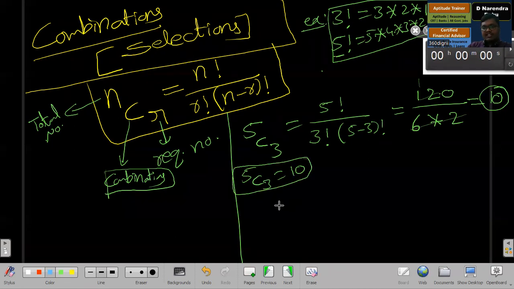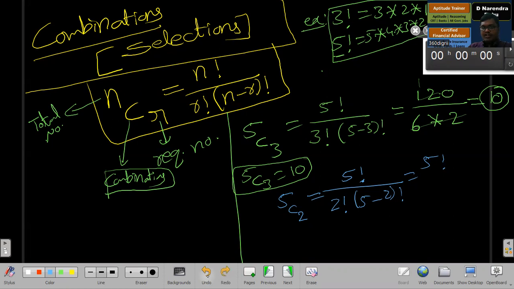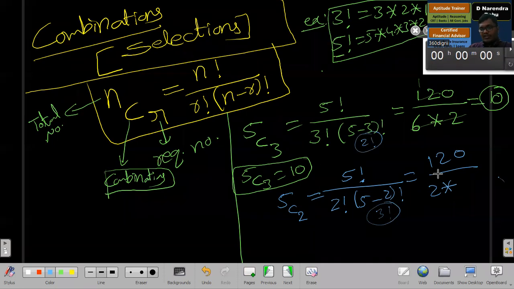And observe one more calculation, guys. With one more example we do. Calculate 5C2 also. This is 5 factorial by 2 factorial into 5 minus 2 factorial. So what is this calculation? 5 factorial is 120, by 2 factorial, into 5 minus 2, which is 3 factorial. So do this calculation once. 3 factorial is 6, 6 twos are 12, and 120 by 12 is 10 only. So what we understand? 5C2 is also 10.